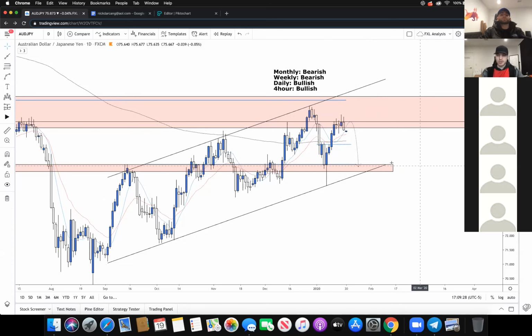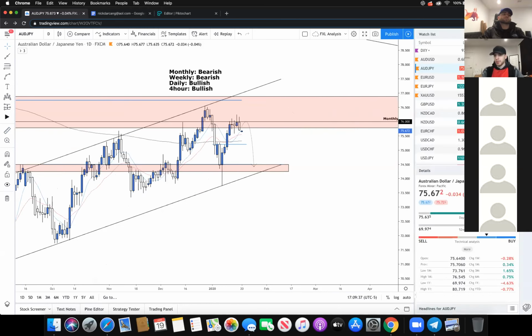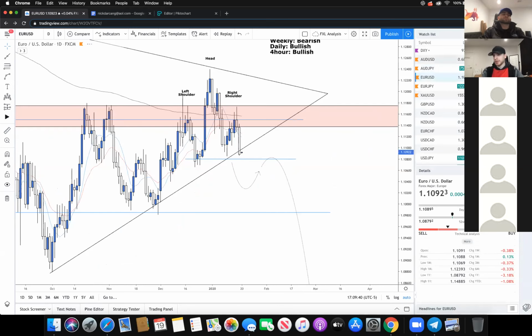So that's AJ. Let's see how many pips this potentially is. Then we're just looking for more bearish variations. So about 130 pips down. Pretty good, pretty good. We're going to move on to Euro USD here.